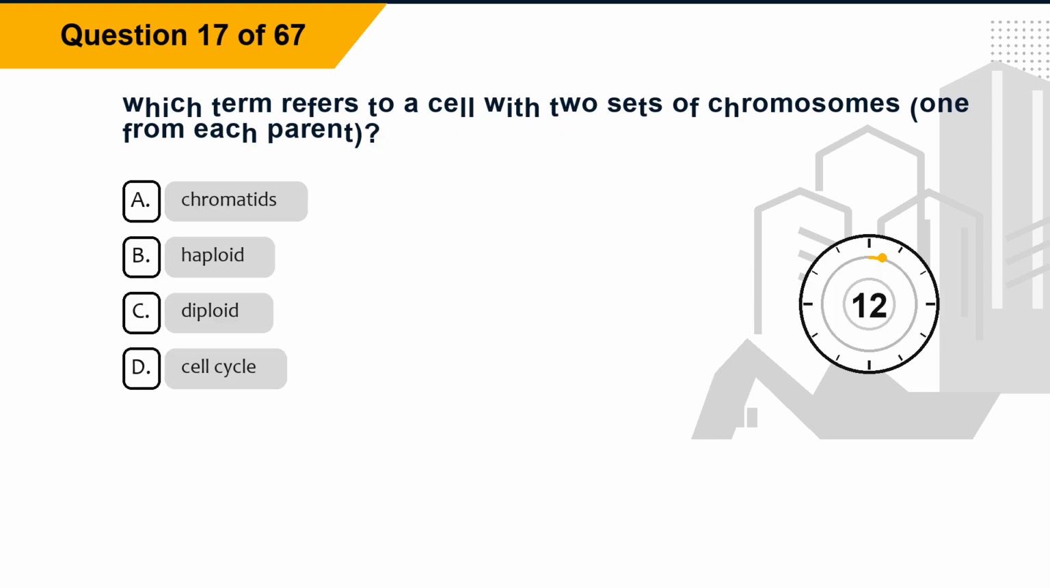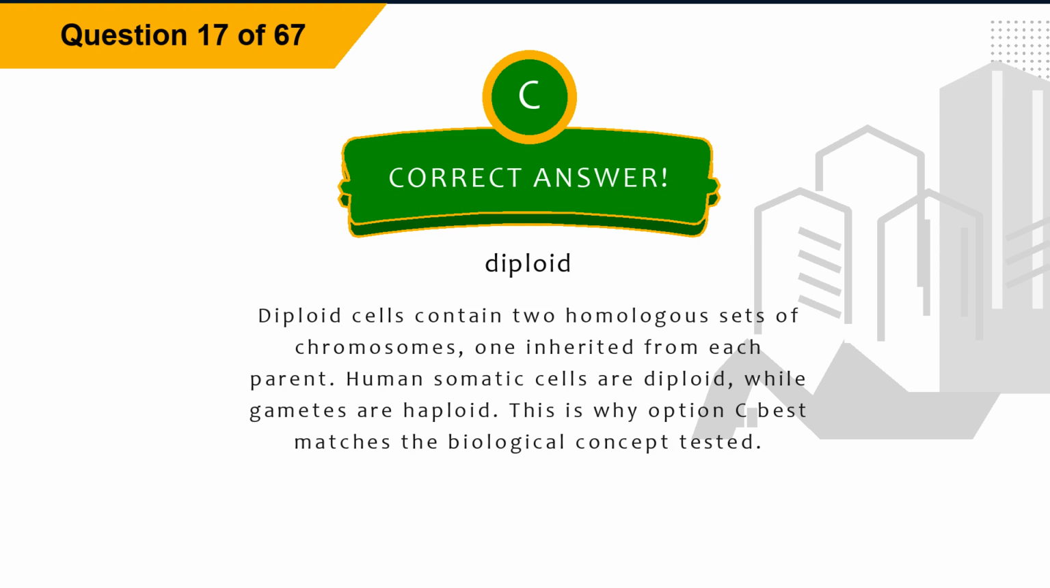Question 17. Which term refers to a cell with two sets of chromosomes, one from each parent? Option A, chromatids. Option B, haploid. Option C, diploid. Option D, cell cycle. The correct answer is option C, diploid. Explanation. Diploid cells contain two homologous sets of chromosomes, one inherited from each parent. Human somatic cells are diploid, while gametes are haploid. This is why option C best matches the biological concept tested.